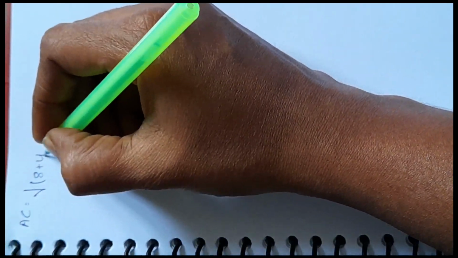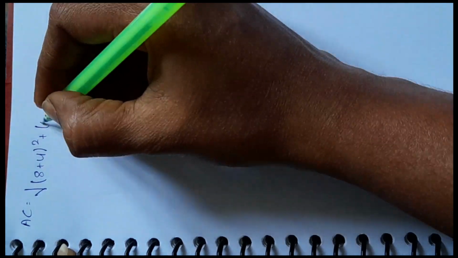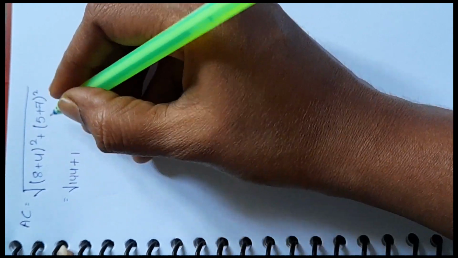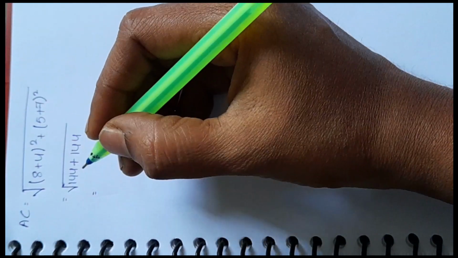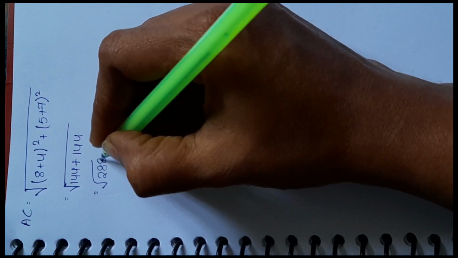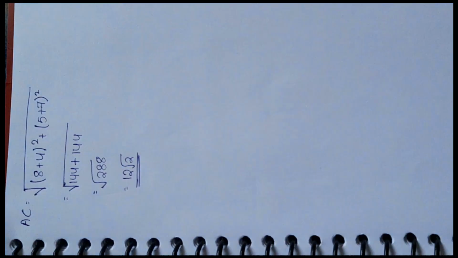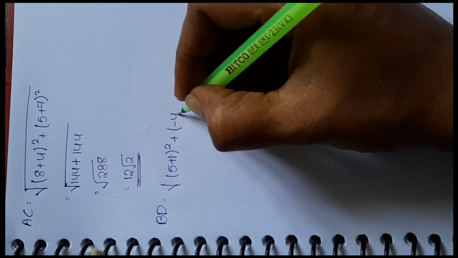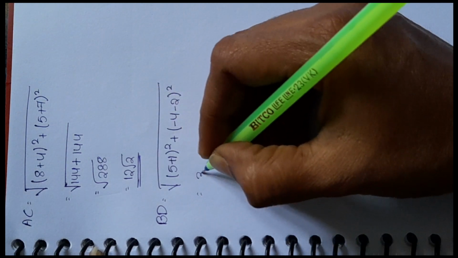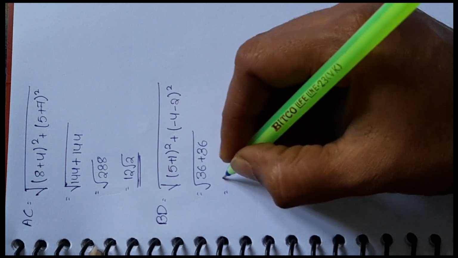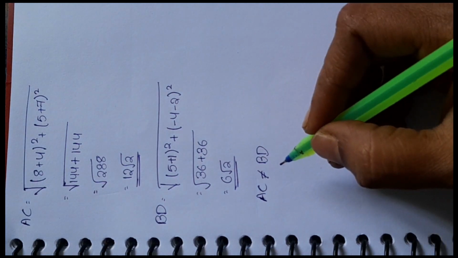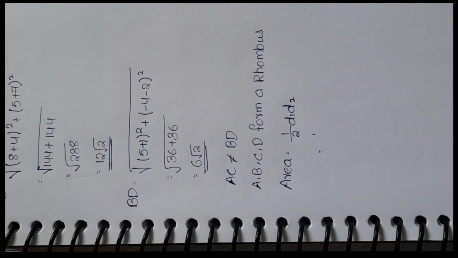Now let us find the distance of the diagonal AC, which is root of (8 plus 4) whole square plus (5 plus 7) whole square, which is equal to root of 144 plus 144, that is root of 288, that is 12 root 2. Now the diagonal BD length is root of (5 plus 1) whole square plus (minus 4 minus 2) whole square, which is equal to root of 36 plus 36. This can be written as 6 root 2. Here AC is not equal to BD. All the four sides are equal and the two diagonals are not equal and both are perpendicular. So ABCD form a rhombus.